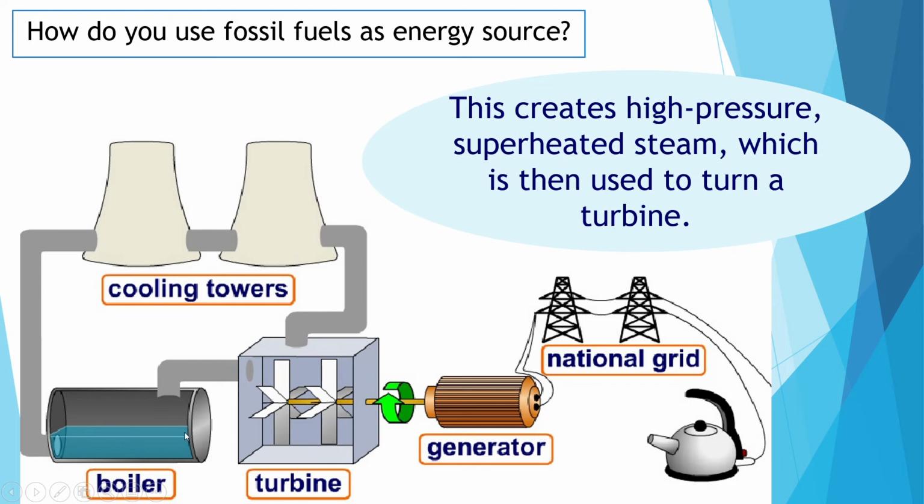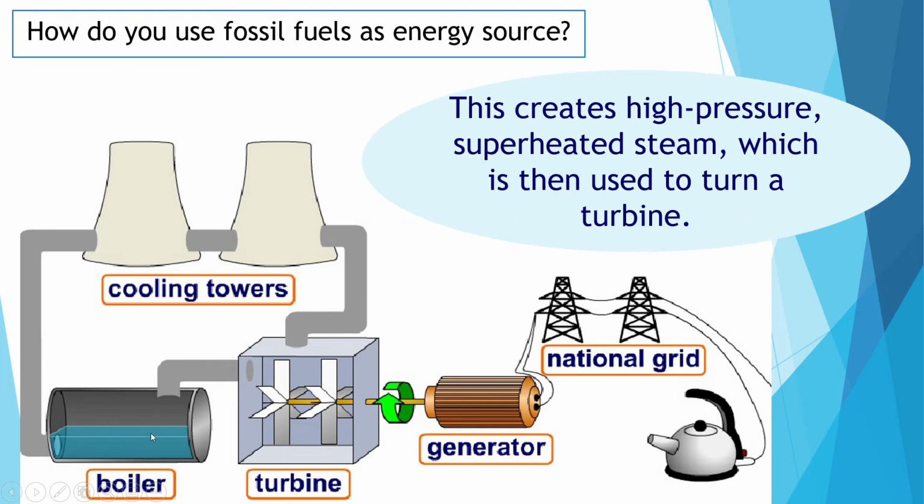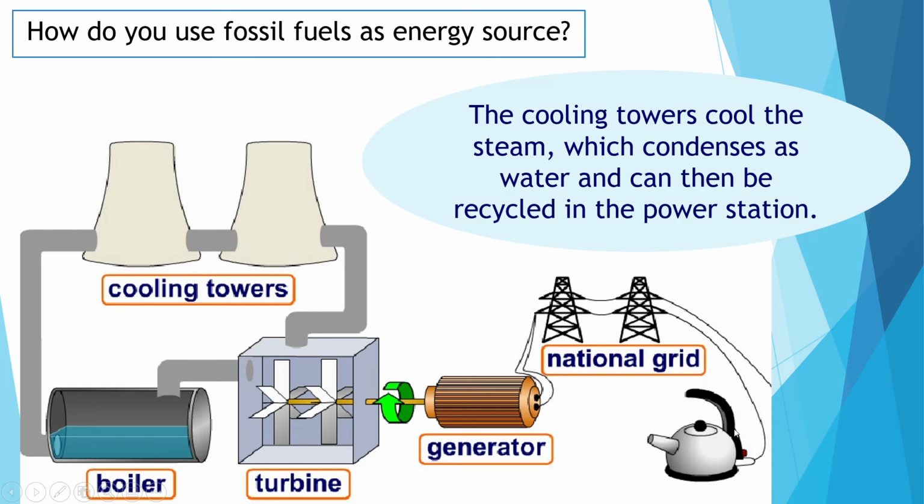Let's go again. It goes from fuel, which is chemical energy, to heat, to kinetic, and then finally, after the turbine moves, the generator generates electricity. So the kinetic energy turns into electrical energy, and this electrical energy goes to your houses. The cooling towers here are basically just to cool the steam, so the whole system doesn't overheat.